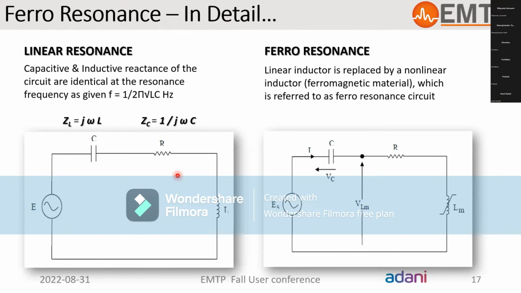Now let us go into some more detail to understand this particular phenomenon, ferroresonance, better. In linear resonance, we can see that it only occurs in a circuit consisting of series or parallel connected components: resistor, inductor, and capacitor. When the source is tuned to the natural frequency of this circuit, the capacitive and inductive reactance of the circuit are identical at the resonance frequency.